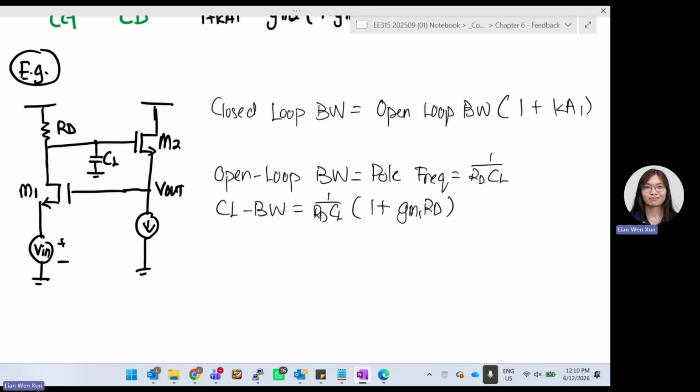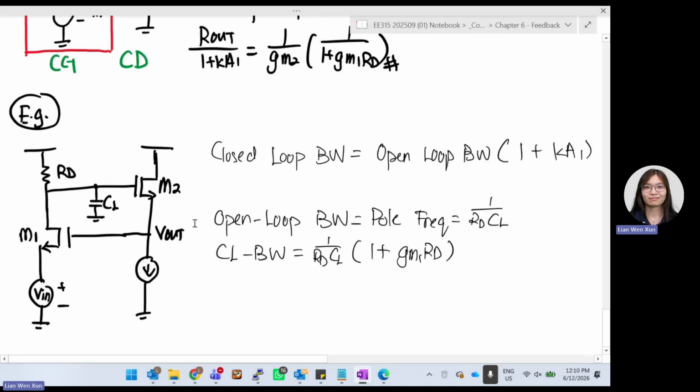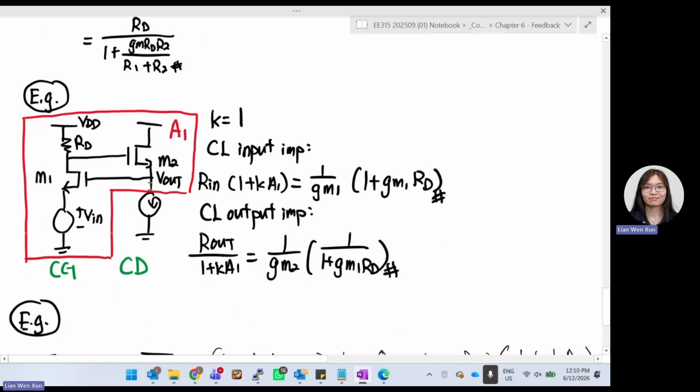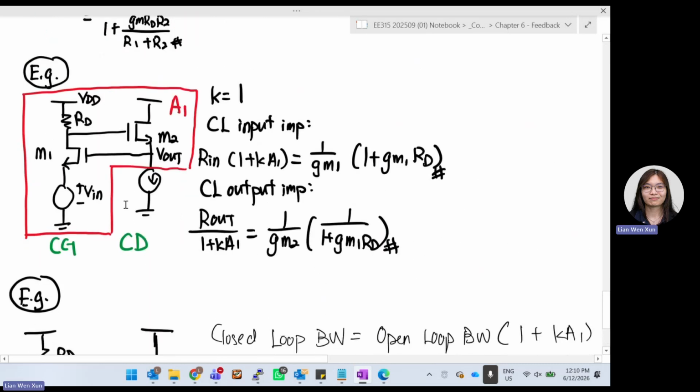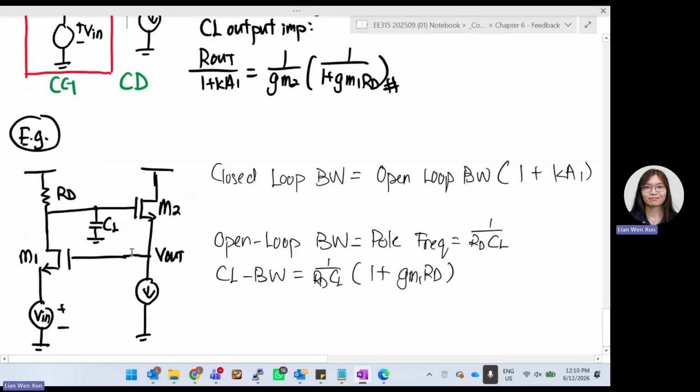The last example for voltage feedback. This looks exactly the same as this circuit. They are exactly the same, but I only added a CL capacitor over here. That's the only difference.